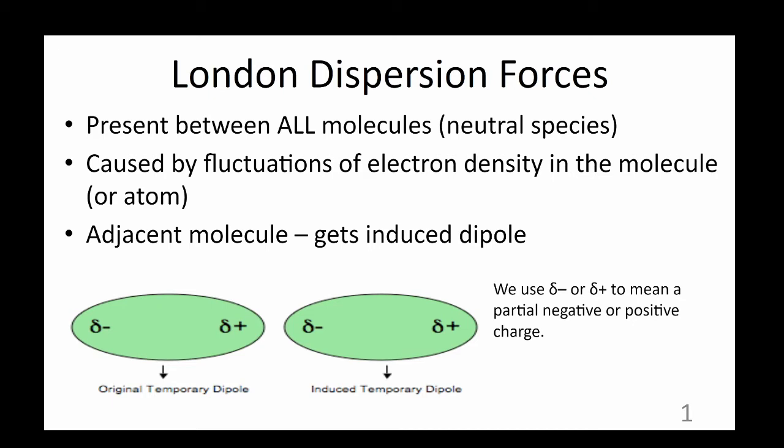The partial positive and partial negative represent the partial charges. If the atom or molecule with the temporary dipole interacts with the adjacent atom or molecule, it can induce or form a partial positive and partial negative charge with the adjacent particle. Since this dipole is formed because of outside influence, it is known as an induced dipole.